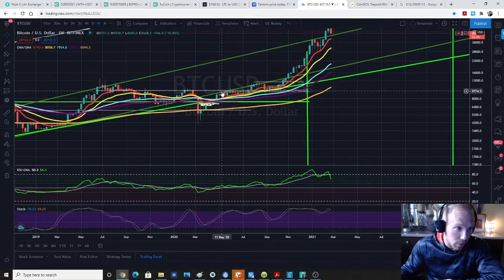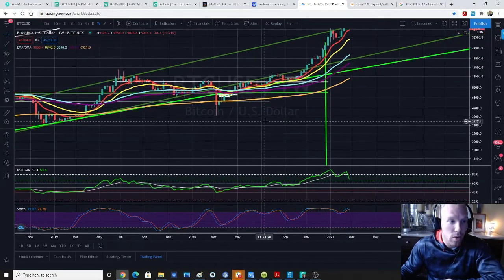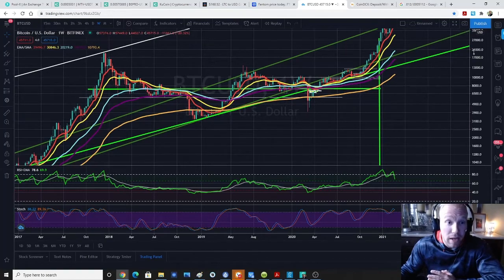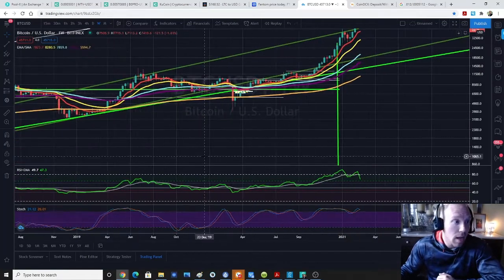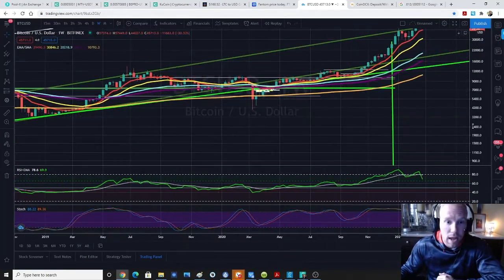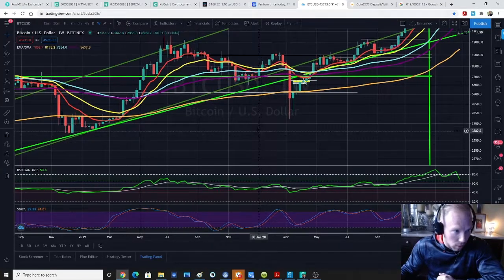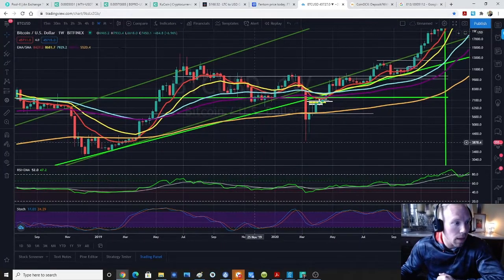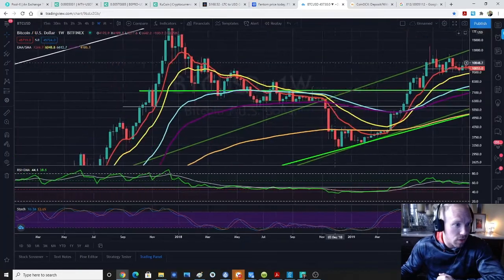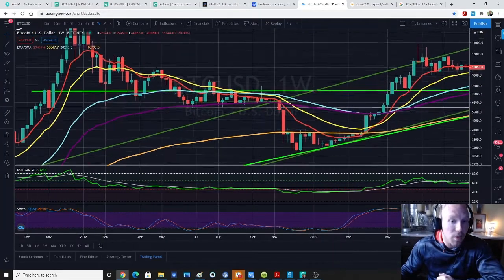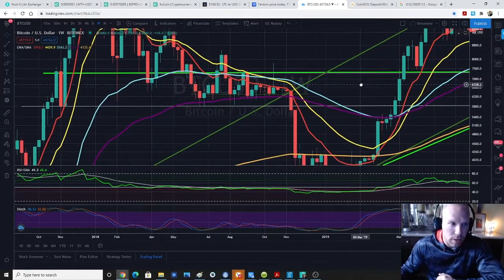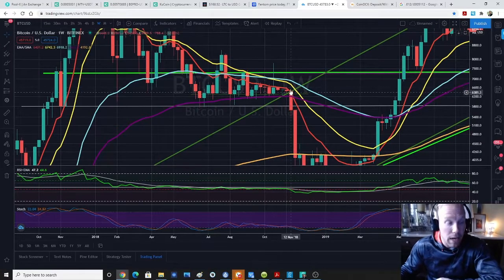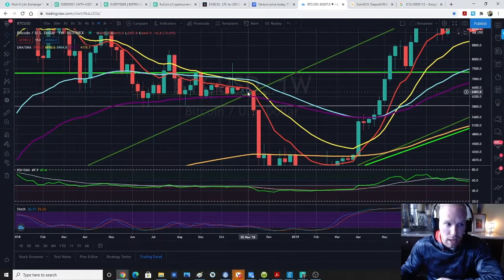Well, lo and behold, resistance. So these lines are a big deal. I was the absolute first person in the whole world to call this drop with timing. A lot of people knew it was going to drop, but on the timing, I was 48 hours off. And I knew it was going to hit this origin line and probably drop.